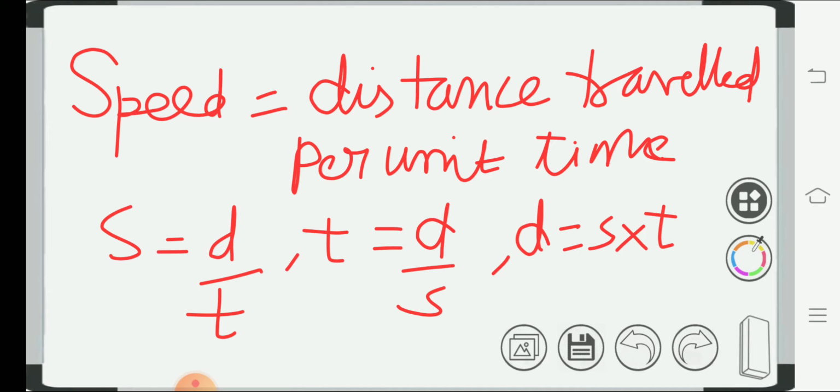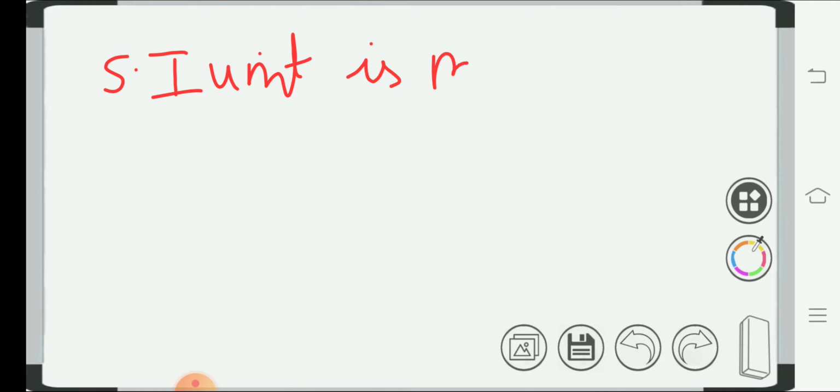Okay, and what is the SI unit of speed? The SI unit of speed is meter per second. Okay, other units will be kilometer per hour or kilometer per second, kilometer per minute, meter per minute. It will be like this. Okay, but the standard unit is meter per second.